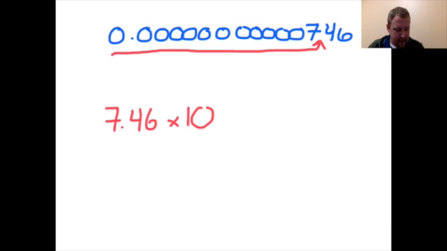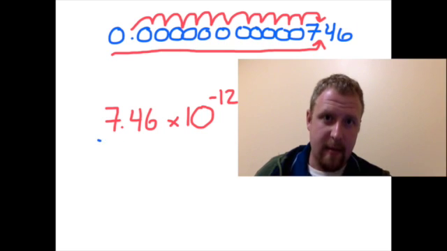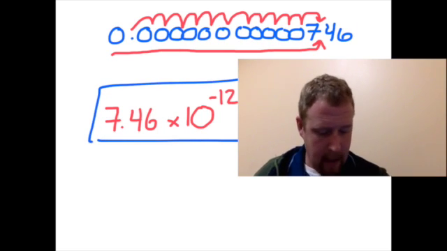So I'm really looking for a 7.46 times 10. Now I have to figure out what that exponent is. All right, well, let's count it. Okay, 1, 2, 3, 4, 5, 6, 7, 8, 9, 10, 11, 12 places. All right, so now my number started out much, much smaller than 0, which means that my exponent is going to have to be negative. So this is a negative 12 places past the decimal. All right?